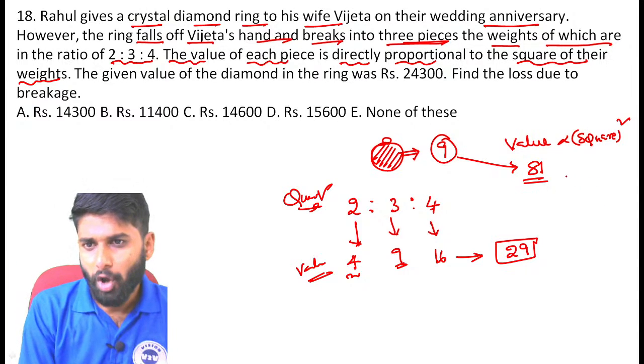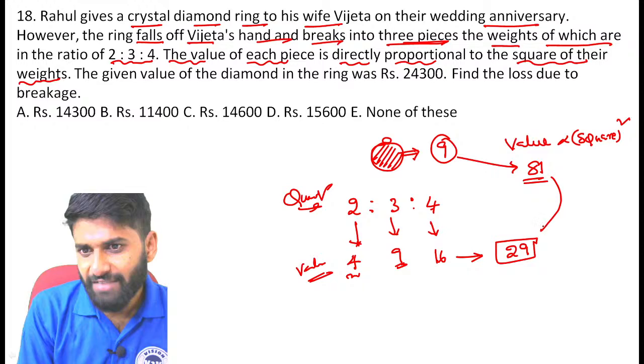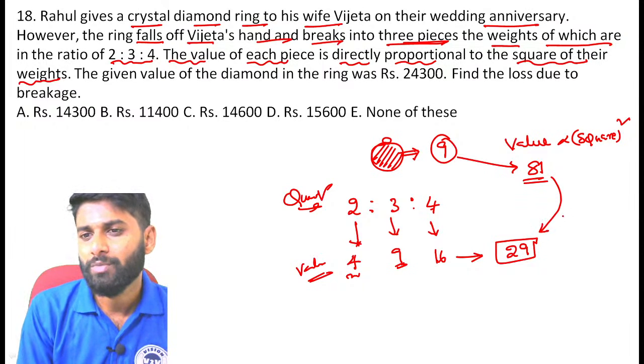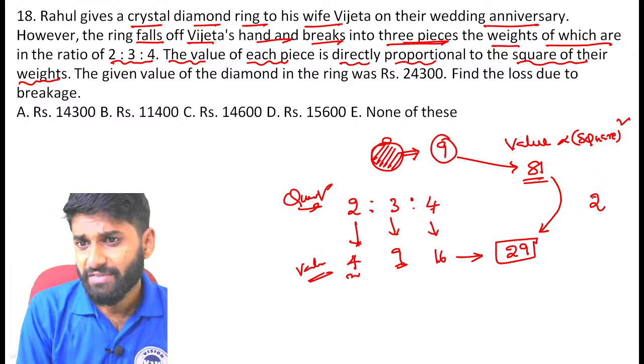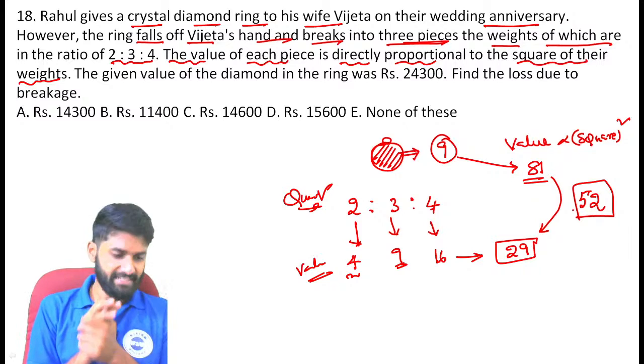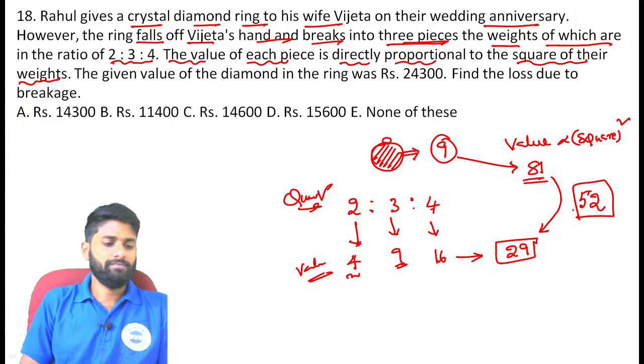Now how much of a loss can he get? 81 minus 29, guys. How much of a loss here? 11 minus 9 is equal to 2, 7 minus 2 is equal to 5, so 52. So he gets a loss of 52 units. Still, is there any doubt?